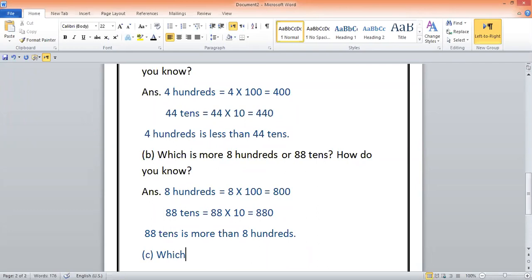I'm writing the question. The question is, which is less, 2 tens and 3 ones, or 3 tens and 2 ones?